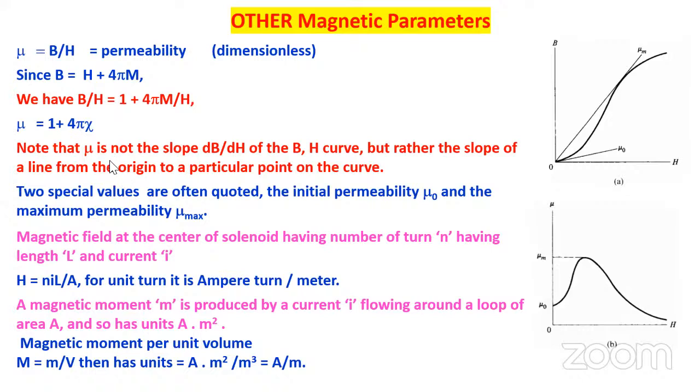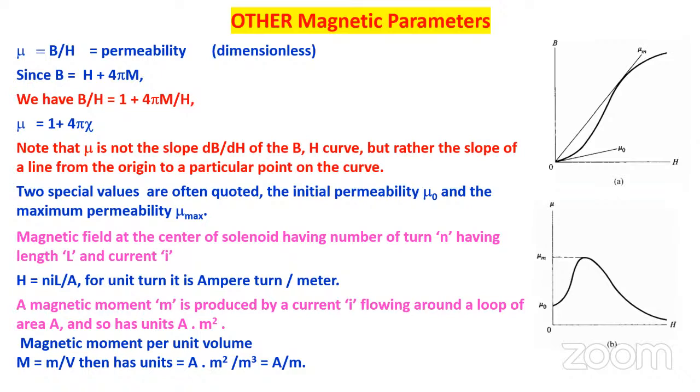Now here, this mu is not the slope dB by dH of the BH curve, but rather the slope of a line from the origin. Why am I saying so? Because the value of B by H is not going to be the same for the ferromagnetic substances. For different segments, it is going to be different. Initially, this value is going to be low, and that is usually designated as mu naught. And that value reaches a certain maximum value, which is called mu m.